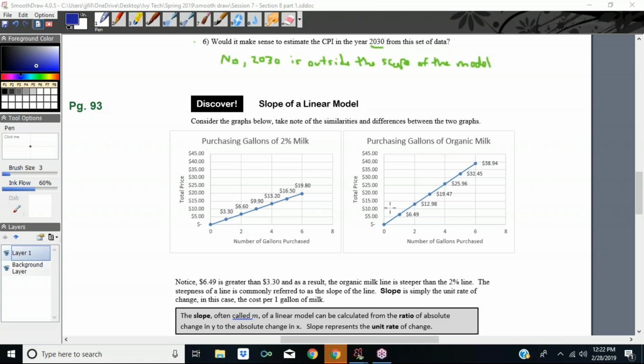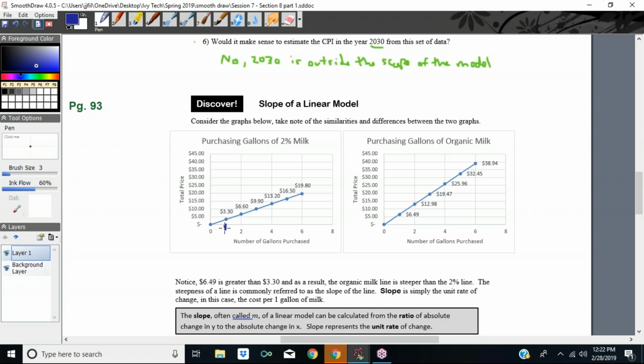On page 93, it says the slope of a linear model. Consider the graphs below. Take note of the similarities and differences between the two graphs. They're similar in that we're looking at the total price versus the number of gallons purchased. The trends are positive, strong and positive. They're all exactly on a line, as a matter of fact. The only difference really is the steepness of the two lines and the titles. One is for 2% milk and one is for organic milk.